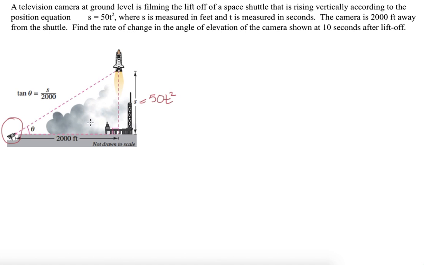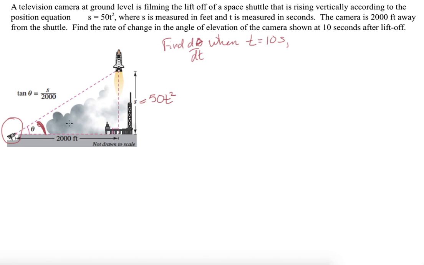And so we want to know, if the distance between the camera and where the space shuttle took off was 2,000 feet, how does this angle theta change with respect to time? As the rocket shoots up, the angle is changing, and so we want to find that rate. If we want to list out what we're looking for, we're going to find d theta dt when t equals 10 seconds.